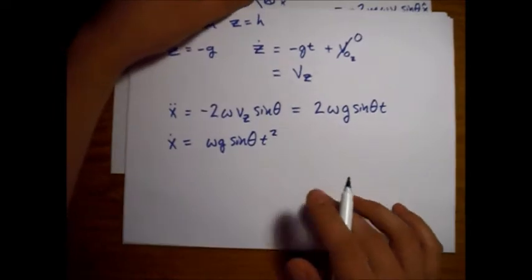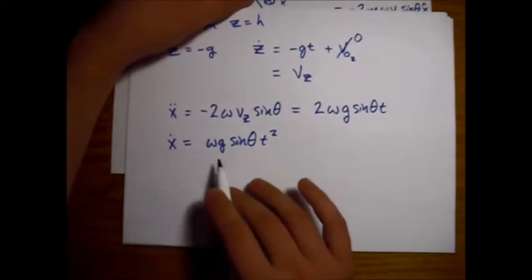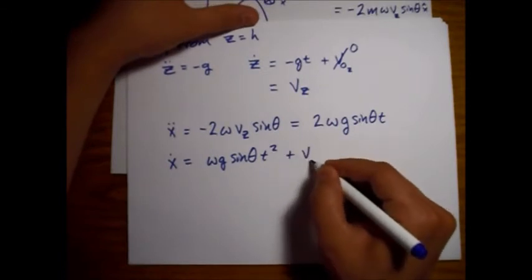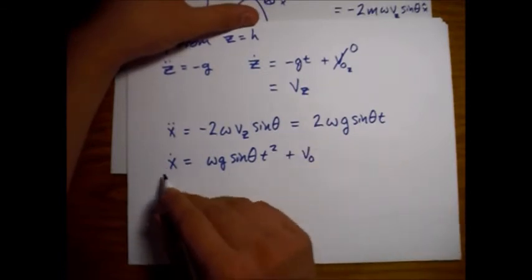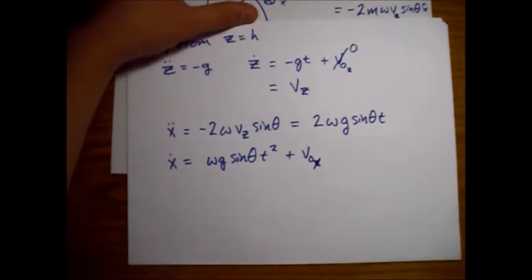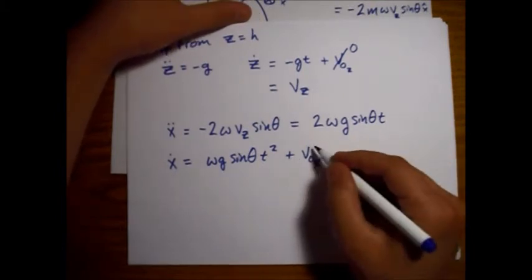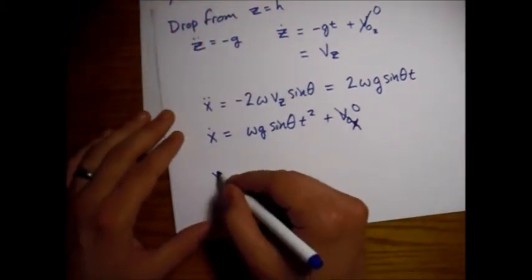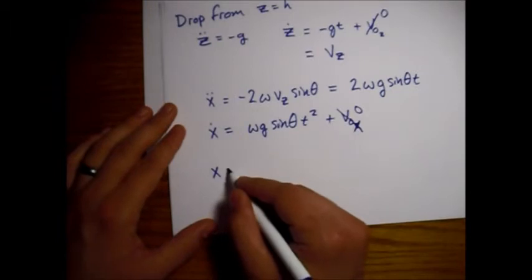Okay, and then we need our initial velocity in the x direction, which is 0. We're just dropping it straight down, so that's 0 anyway. Okay, finally, we integrate this one more time.